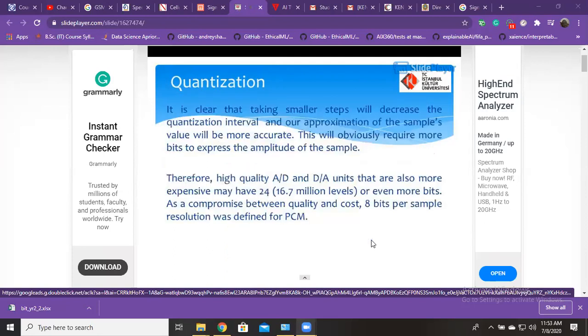Quantization. It is clear that taking smaller steps will decrease the quantization interval, and our approximation of the sample's value will be more accurate. This will obviously require more bits to express the amplitude of the sample. Therefore, high quality AD and DA units, which are also more expensive, may have 24 bits, 16.7 million levels, or even more bits. As a compromise between quality and cost, 8 bits per sample resolution was defined for PCM.